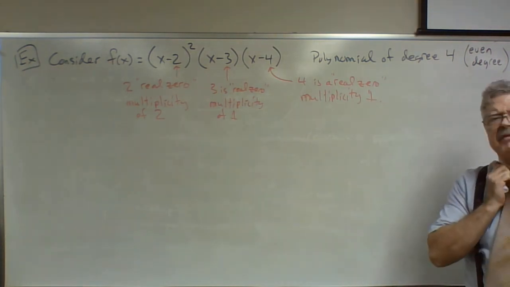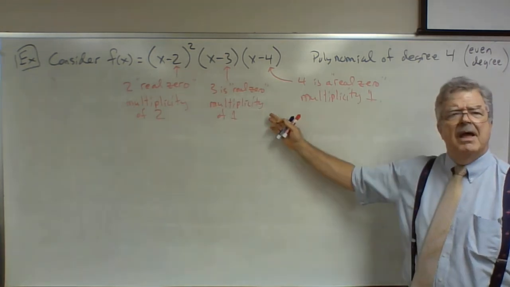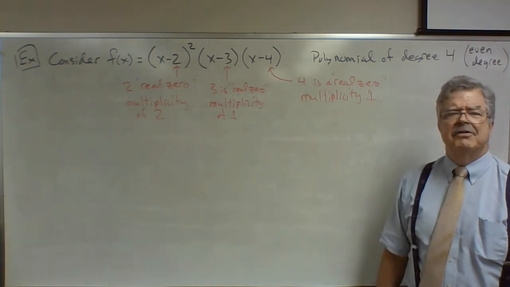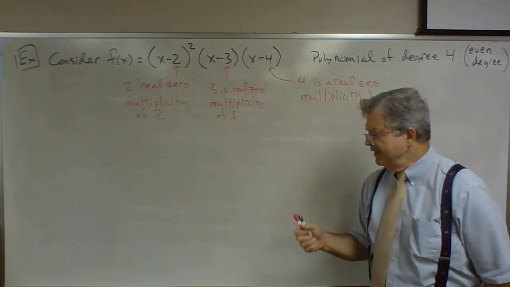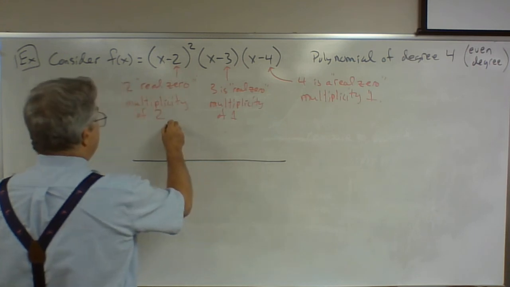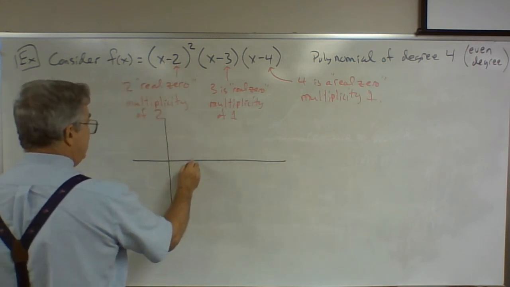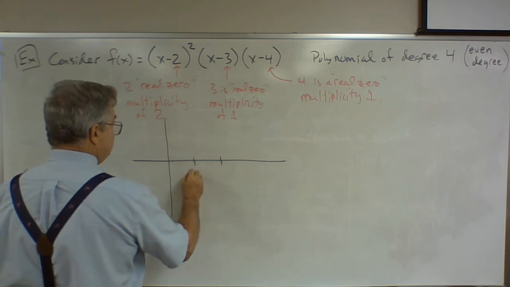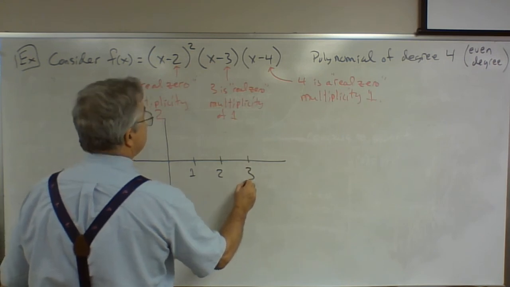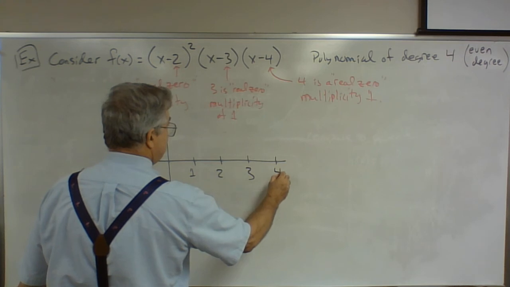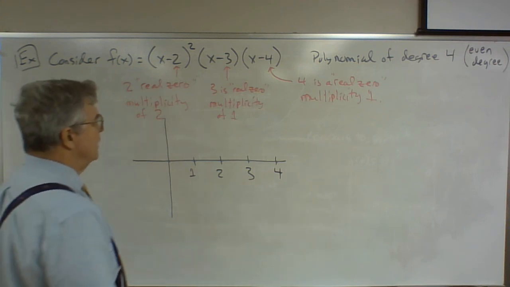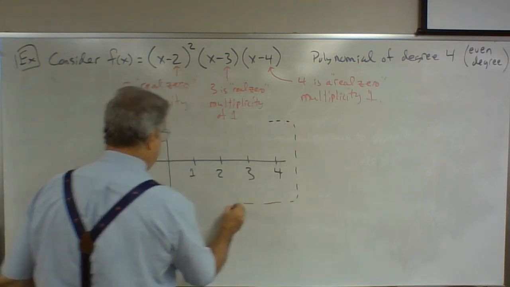Now here, because I have the polynomial in factored form, I should be able to discern a lot more about the graph of this function than I could the function in our previous example. Here's the x-axis, and here's the y-axis. x equals 1, x equals 2, x equals 3, x equals 4, and here's my black box.